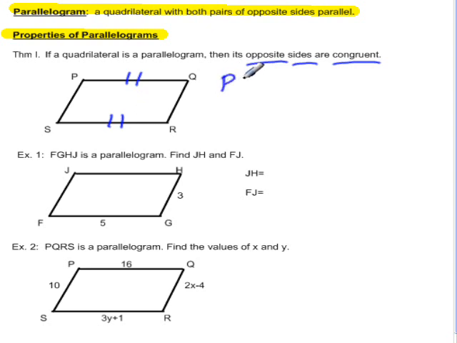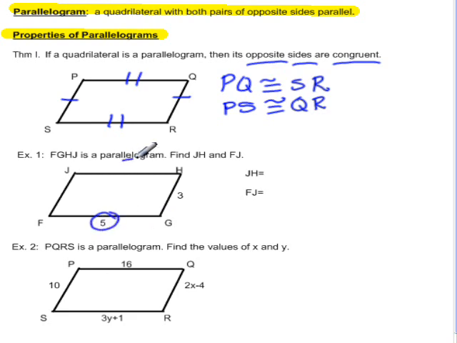So let's write that down. PQ is congruent to SR, and PS is congruent to QR. Now that we know that opposite sides are equal, let's look at example 1. In example 1 it says that FG is 5, so that means that JH would also be 5. And if HG is 3, that means that JF would also be 3.